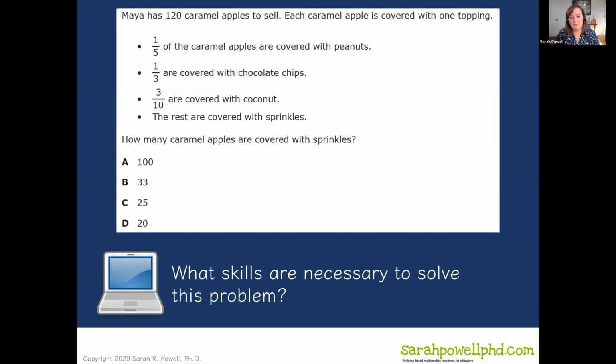Yep. So a lot of fraction knowledge is necessary to solve this problem, but I think a lot of you are also getting into some of these skills that are outside of mathematics. So reading comprehension, understanding what are some of the words here that are important to understand? We have to differentiate between caramel and chocolate and coconut and sprinkles.